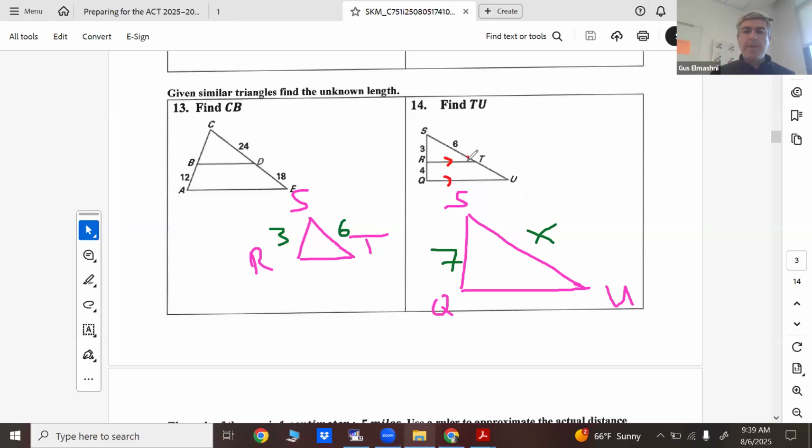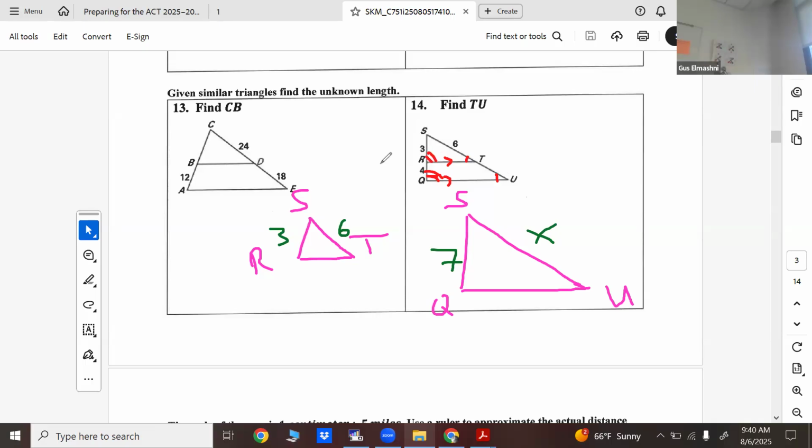If these are parallel, these would have to be the same. And these have to be the same. And naturally, they share angle S, right? So whenever that happens, the sides will always be proportional. So if we think about it, what side corresponds to RS here? QS, right? See how these are kind of lined up?